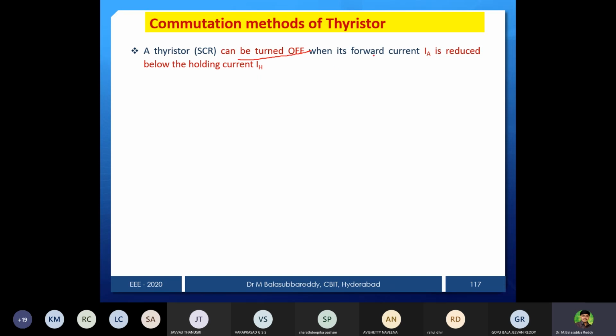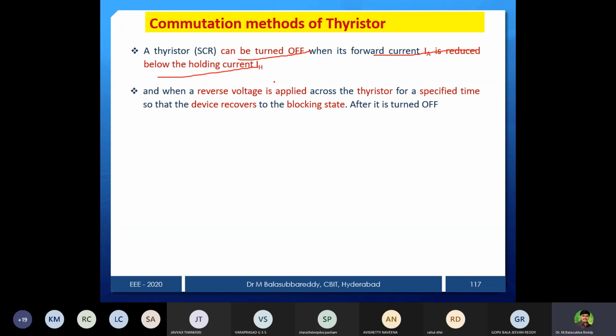A thyristor can be turned off when the anode current is reduced below the holding current, and reverse voltage is applied across the thyristor for a specified time, so the device reverts to the blocking state. That is also called the off state. There is another way: when reverse voltage is applied across the device, the thyristor automatically turns off. Very simple: current is passing in one direction, and if you apply force in the reverse direction, the resultant current will be zero. Then the device turns off. So reverse voltage applied across the device also turns the device off.